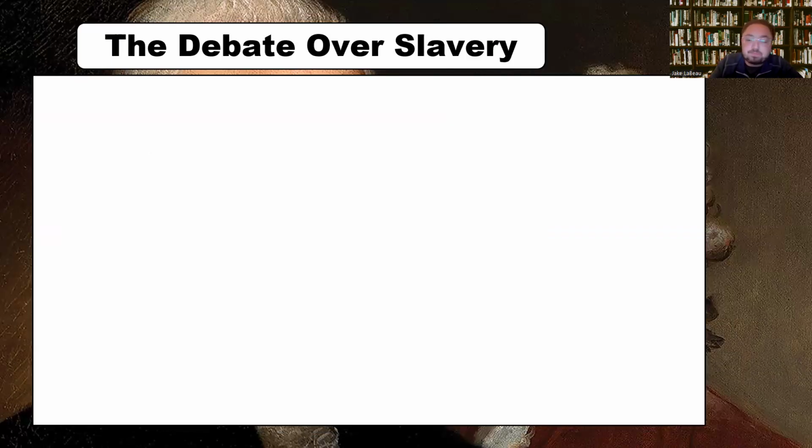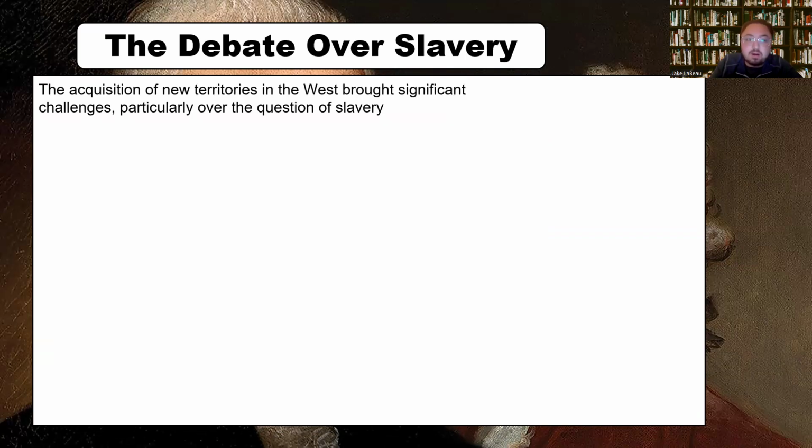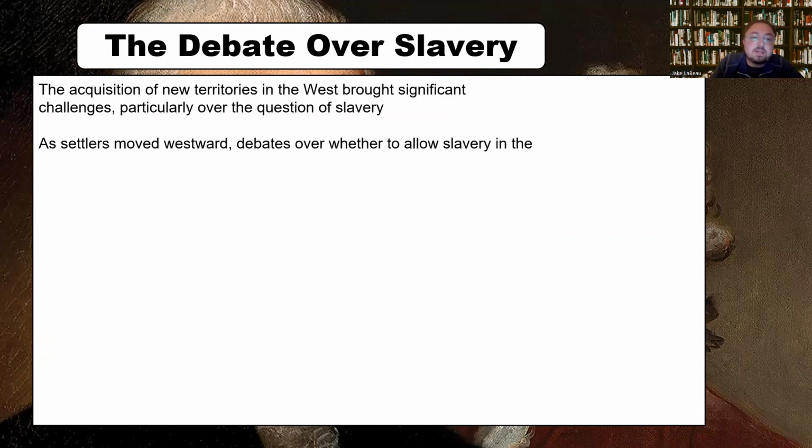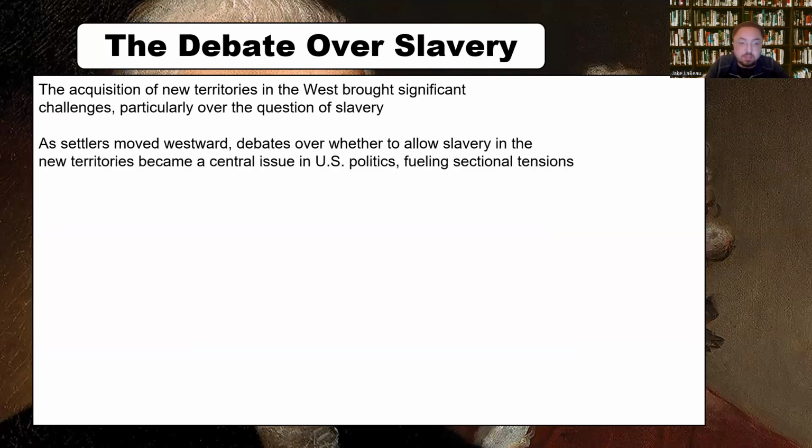All right. So this last thing is going to be the debate over slavery. As we acquire new territories in the West, this brought a significant challenge, particularly over the question of slavery. Okay. Do we want it in these new territories? Yes, no, maybe. Is it going to create this divide? Yes, it's going to. So as settlers move westward, debates over whether to allow slavery in the new territories become a central issue in U.S. policy and U.S. politics. So we're feeling this sectional tension, right? Different sections of the nation.